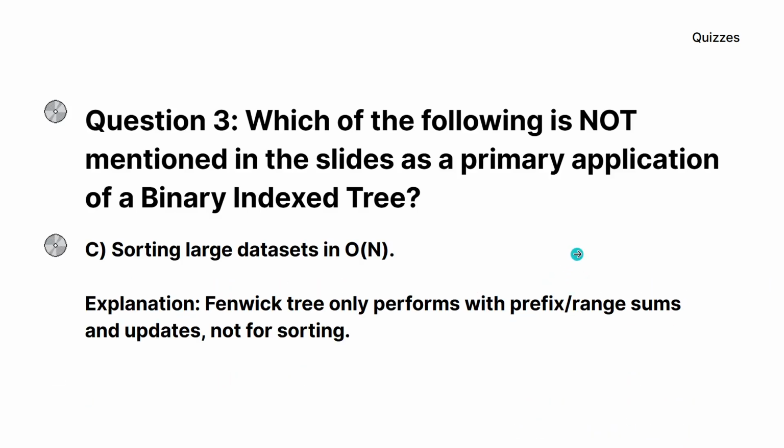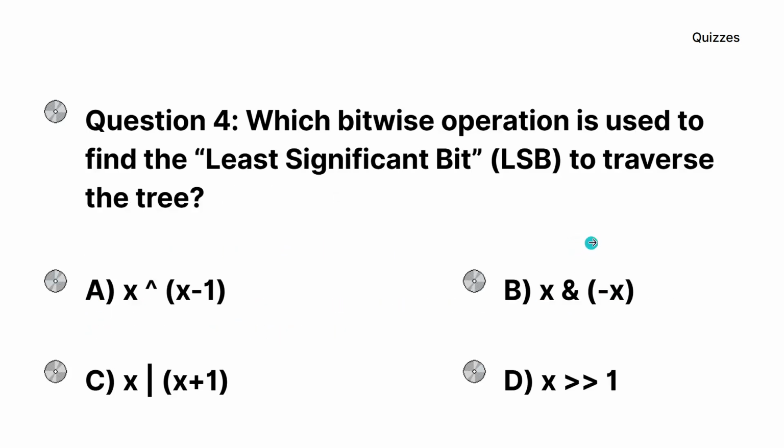And for further explanation, Fenwick Tree only performs prefix and range sums and updates, not sorting any datasets. And question number 4, which bitwise operation is used to find the least significant bit to traverse the tree? So the answer is B, x and minus x.